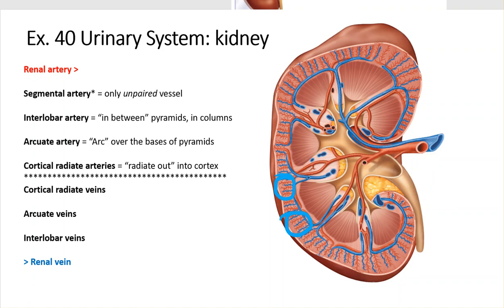And then the veins are going to follow a similar pattern, where the blue ones out here are going to be cortical radiate veins. They're going to go into, pardon me, arcuate veins first. So cortical radiate to arcuate to interlobar, and then directly into the renal vein exiting. There's no segmental vein at all.